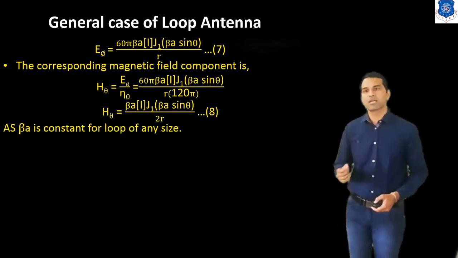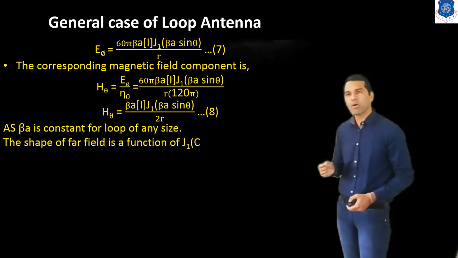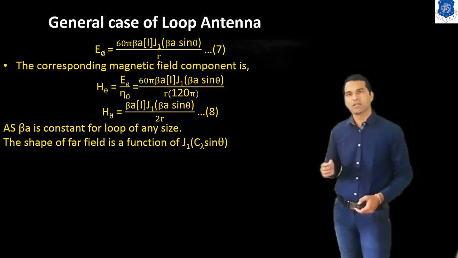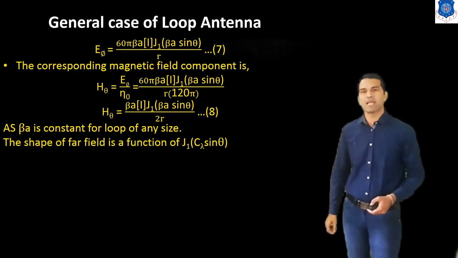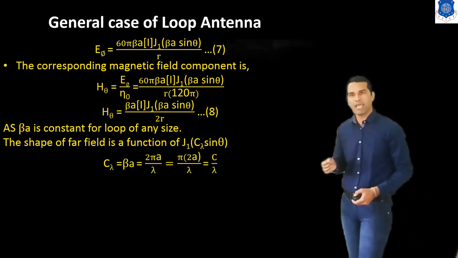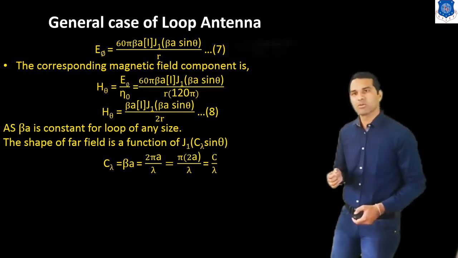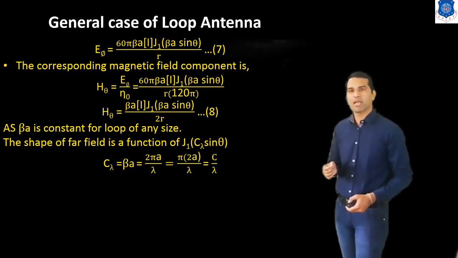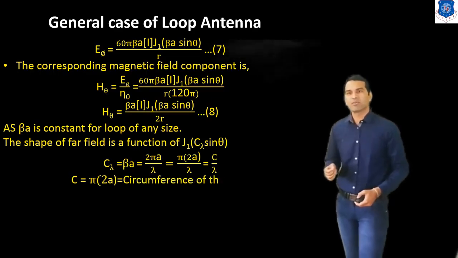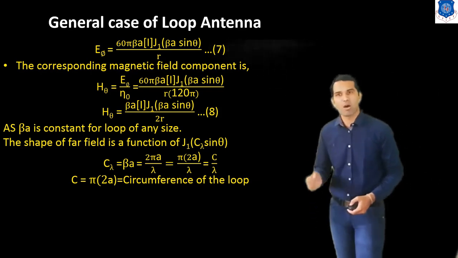As beta is constant for a loop of any size, the shape of the far field is a function of J1 C lambda sin theta. Here C lambda is nothing but beta A, and the value of beta is 2 pi by lambda. So 2 pi A upon lambda is nothing but C by lambda, where C equals 2 pi A, that means the circumference of the loop.